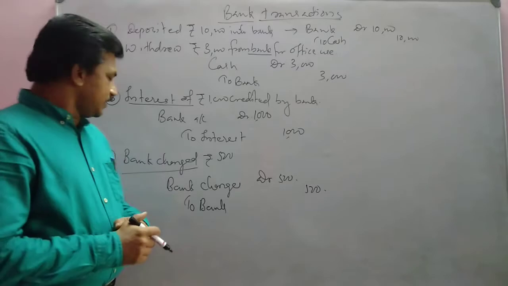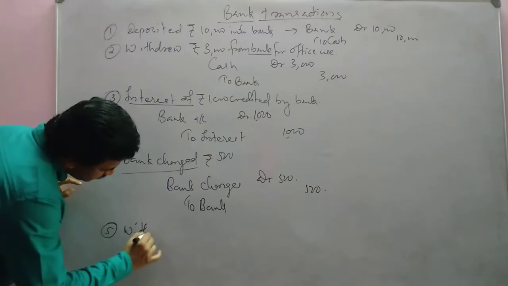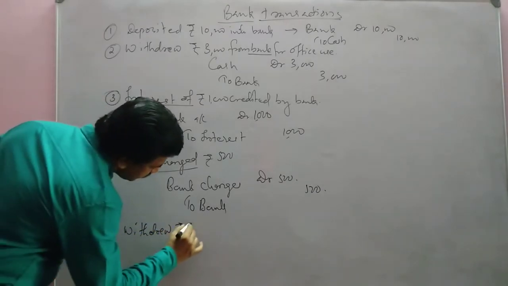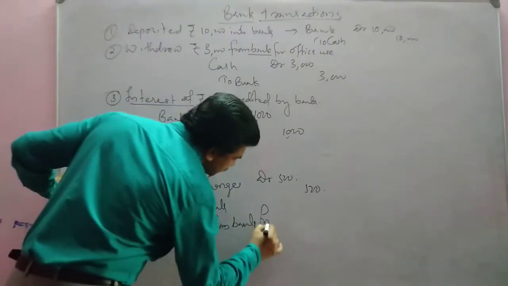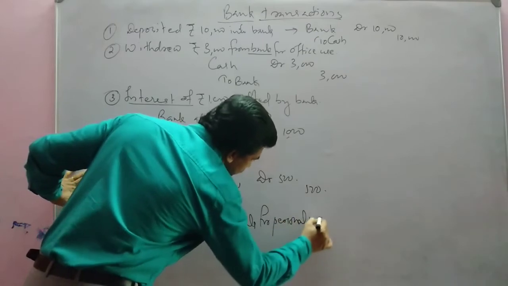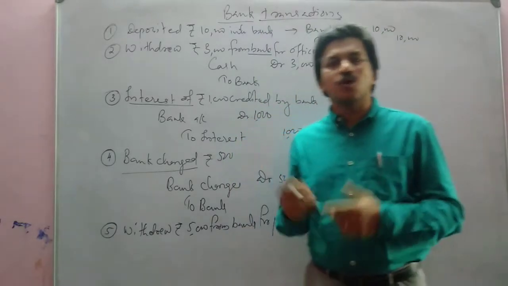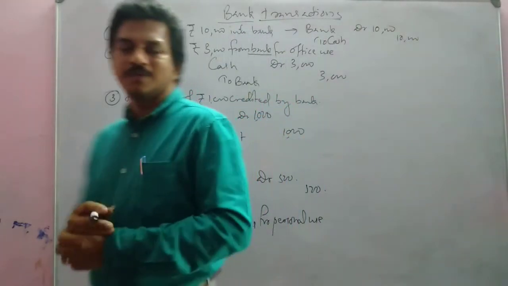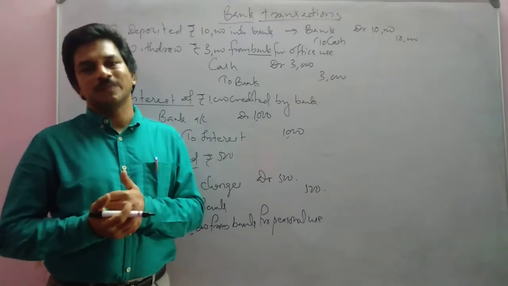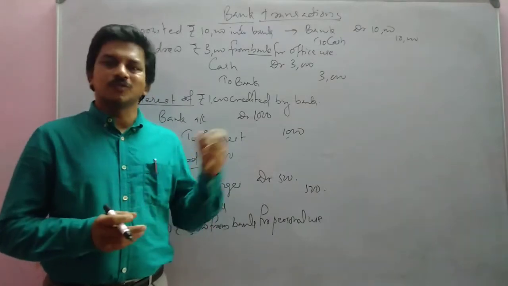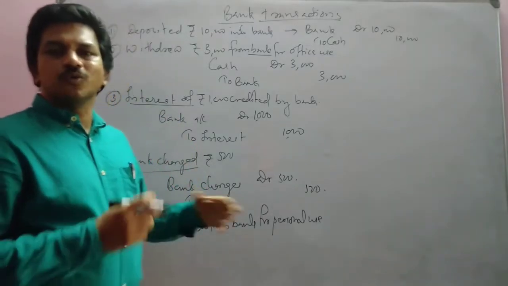Next, withdrew rupees 5,000 from bank for personal use. What happens? Who withdrew? Owner withdrew money from our bank. So if the owner withdraws something from the business, this bank account also, whose account is it? Business account. So if the owner withdraws, what will that be called? It will be called drawings. So this is also drawings. And who gave that money?